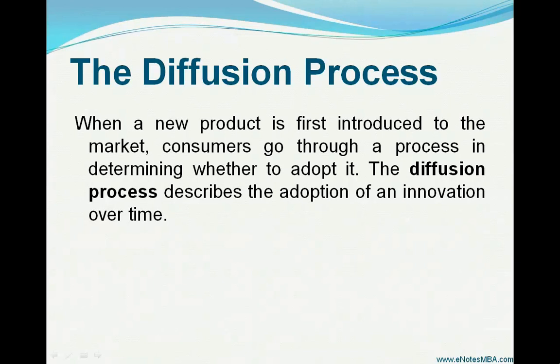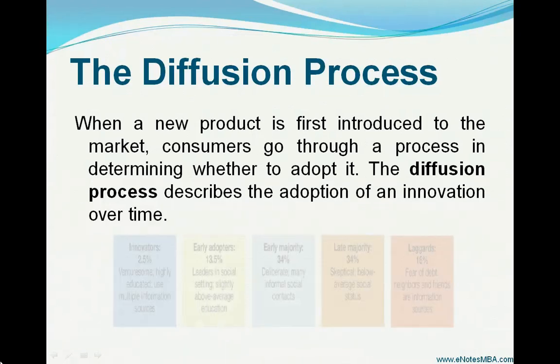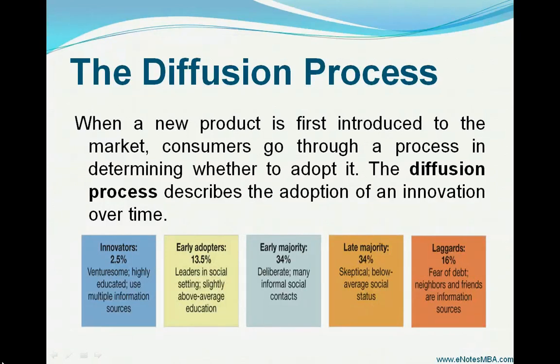The diffusion process. When a new product is first introduced to the market, consumers go through a process in determining whether to adopt it. The diffusion process describes the adoption of an innovation over time. Some consumers adopt a new product when it is first introduced. Others wait until the innovation has been on the market for some time. These different adoption rates mean that it typically takes time for an innovative new product form to diffuse throughout a market.